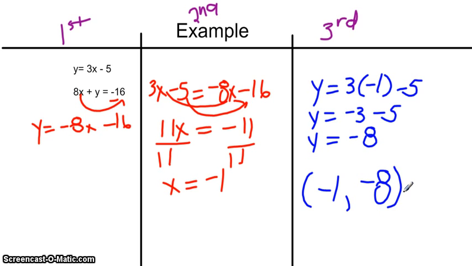Okay, so we're going to check it to make sure. I'm going to take my solution and plug it back into the second equation, put negative 1 in for x, negative 8 in for y, and do I get negative 16? The answer is yes. It's true for both equations, therefore this is the solution to my system.